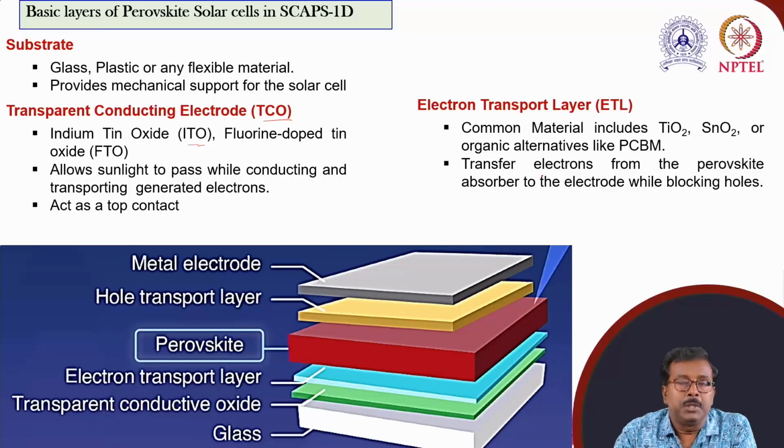And for thin film, particularly organic solar cells, we need an electron transport layer and a hole transport layer. Common electron transport layer materials are tin oxide, SnO2, etc., which transfer electrons from the perovskite absorber to the electrode while blocking holes. Actually, perovskite is also a thin film solar cell. Here we need transport layers for electrons and holes, and this transport layer allows the desired carriers to propagate and stops the undesired carriers.